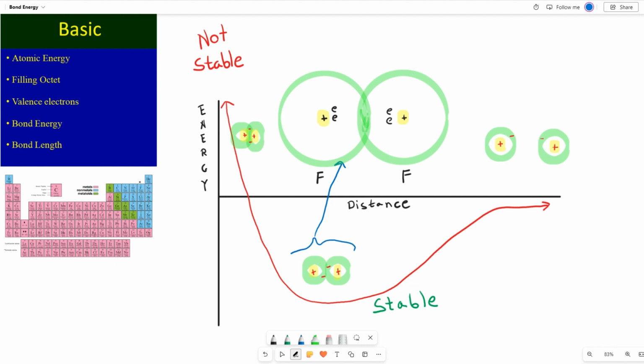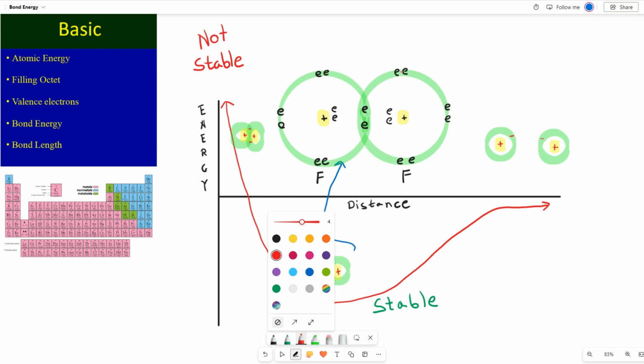And then there's 7 electrons for each fluorine in their valence shell, or their outer shell, which is represented by this green circle. So we'll go 1, 2, 3, 4, 5, 6. And the 7th one I'm going to put right in here. And then for the other fluorine atom, we'll go 1, 2, 3, 4, 5, 6. And this one's 7th one I'm going to put right in here too. Well, you can see that these 2 electrons are kind of overlapping with each other. And what they do is they actually count for both atoms.